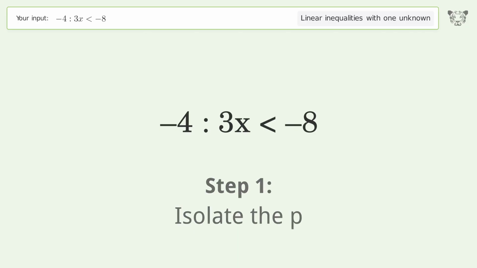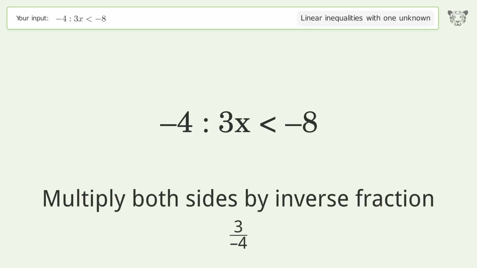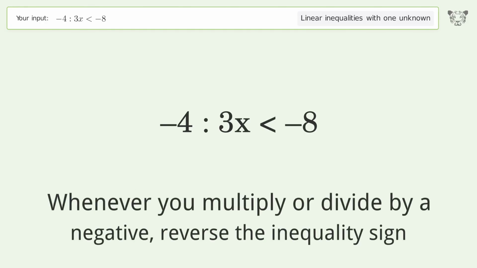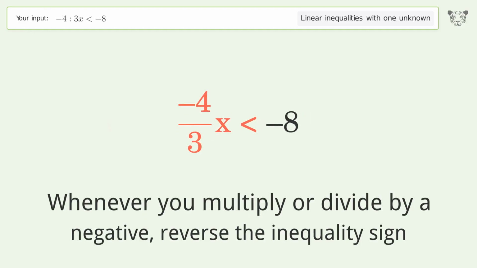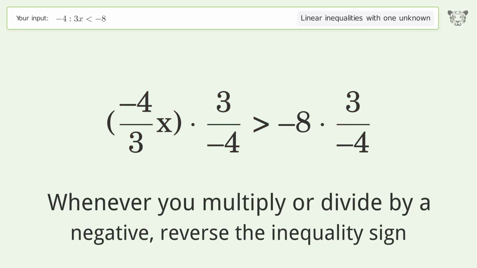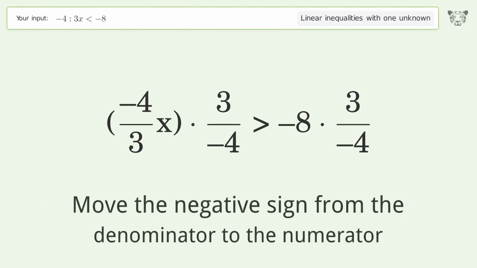Isolate the p. Multiply both sides by inverse fraction 3 over -4. Whenever you multiply or divide by a negative, reverse the inequality sign. Move the negative sign from the denominator to the numerator.